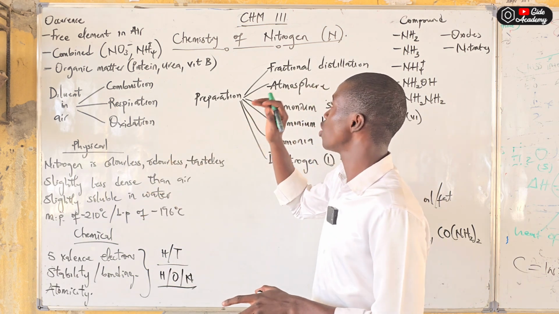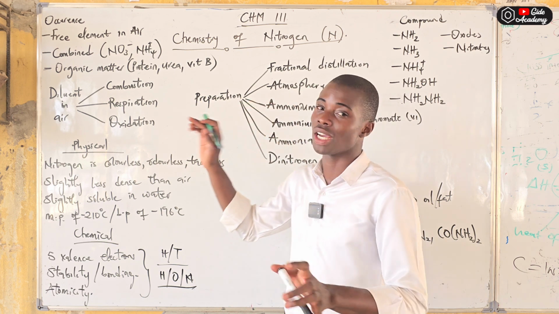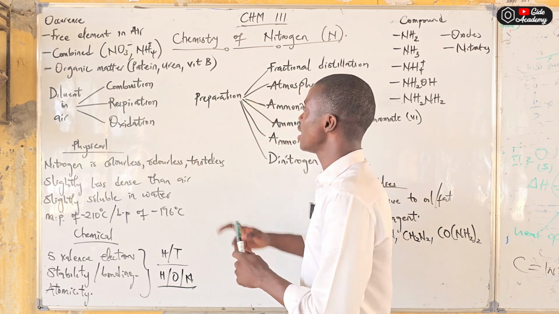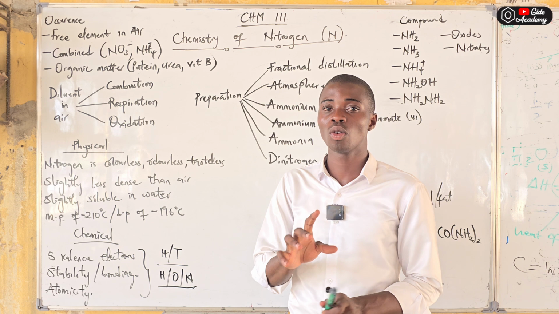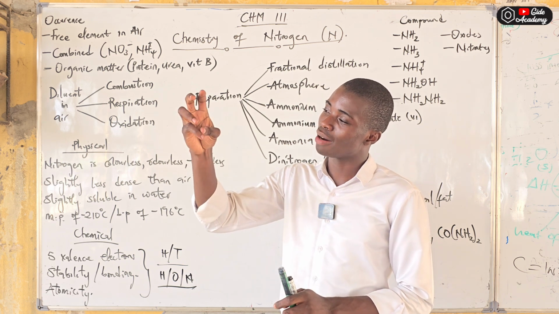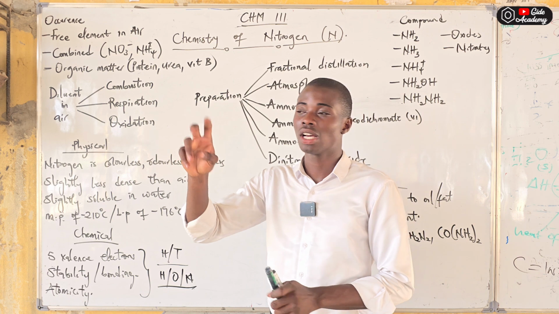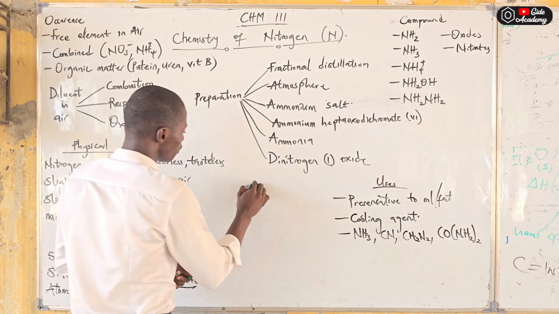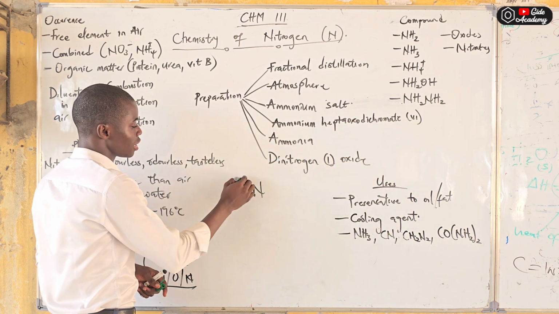In this particular video, we'll be working on the chemistry of nitrogen. First of all, let's talk about the position of nitrogen in the periodic table. We already know the order: hydrogen, helium, lithium, beryllium, boron, carbon, nitrogen. Nitrogen has the atomic number of 7 and the mass number of what?